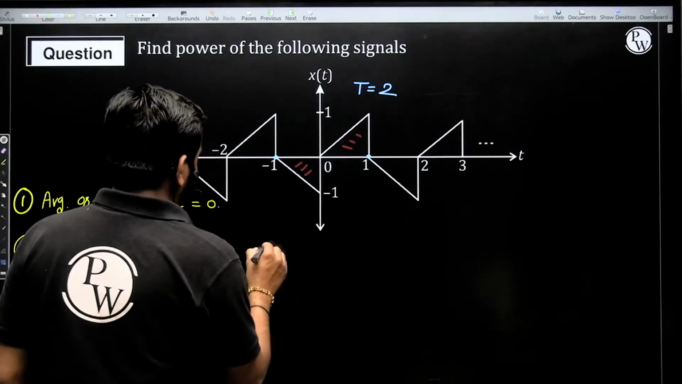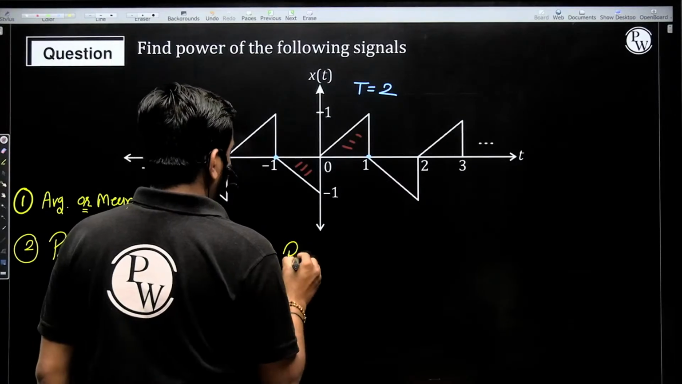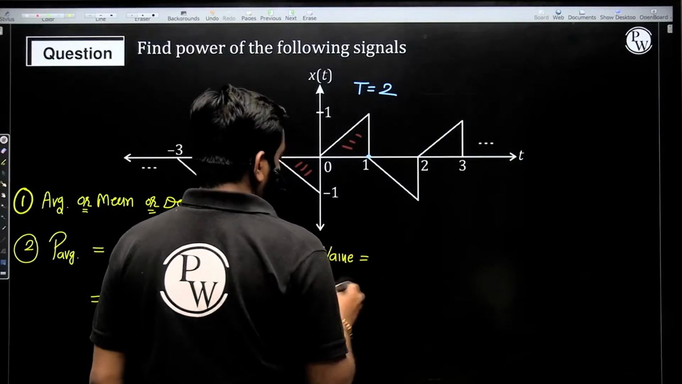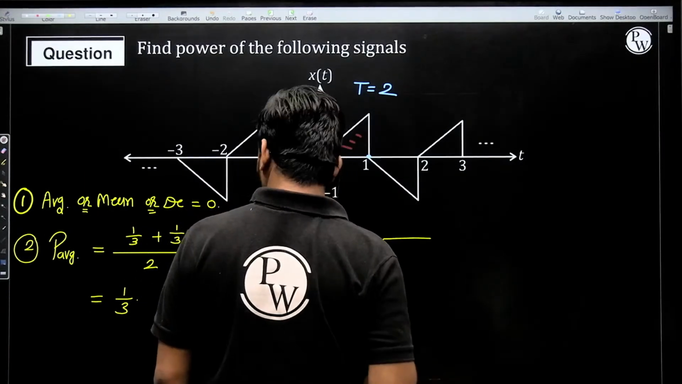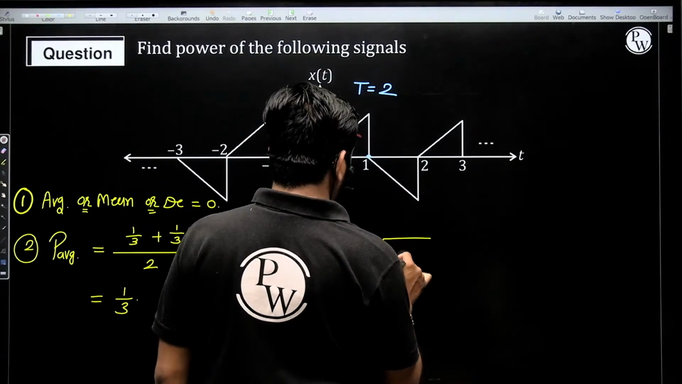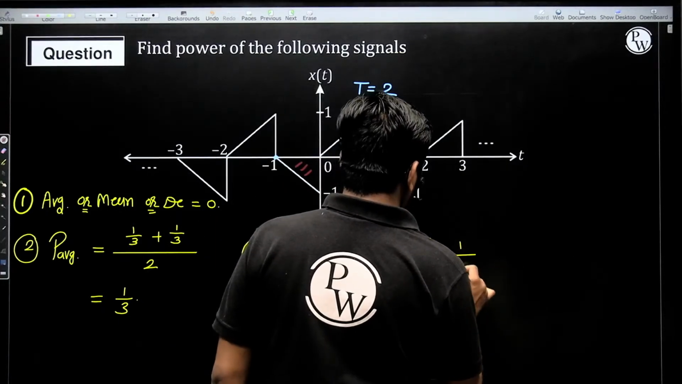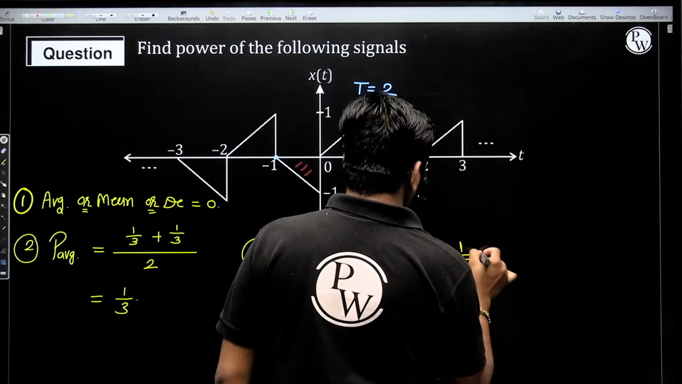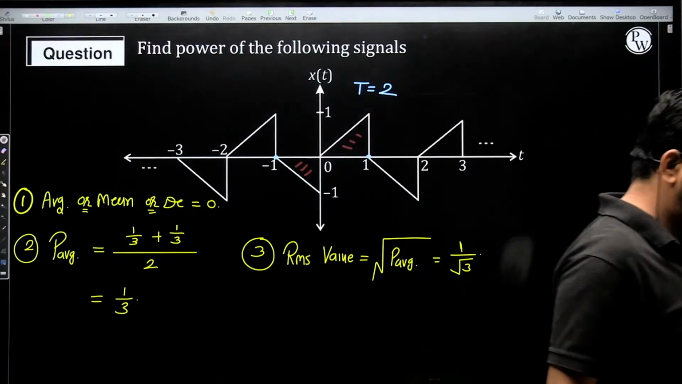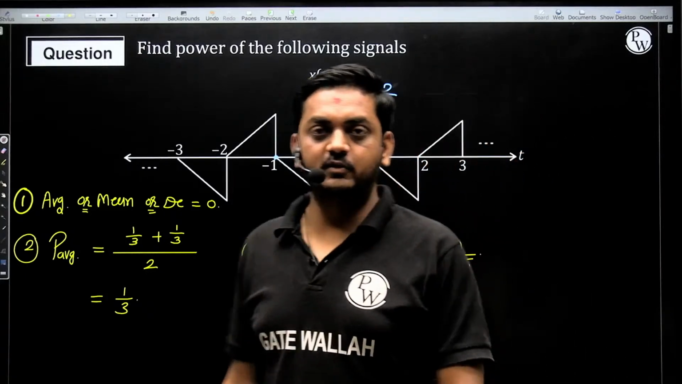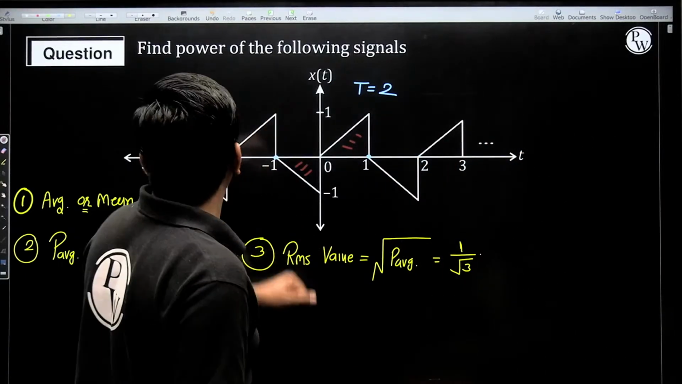So what is the RMS value? The RMS value is nothing but the square root of the average power. It is 1 upon root 3, and the total energy is infinite. Again, the total energy will be infinite. Clear to each and every one? Okay, next.